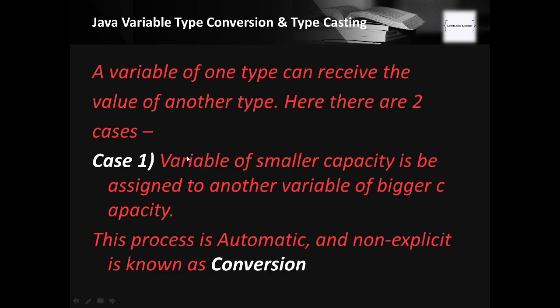Now we are going to typecasting. Typecasting in Java is the process of converting one data type to another. There are two types of typecasting: implicit and explicit typecasting. First one, implicit casting.